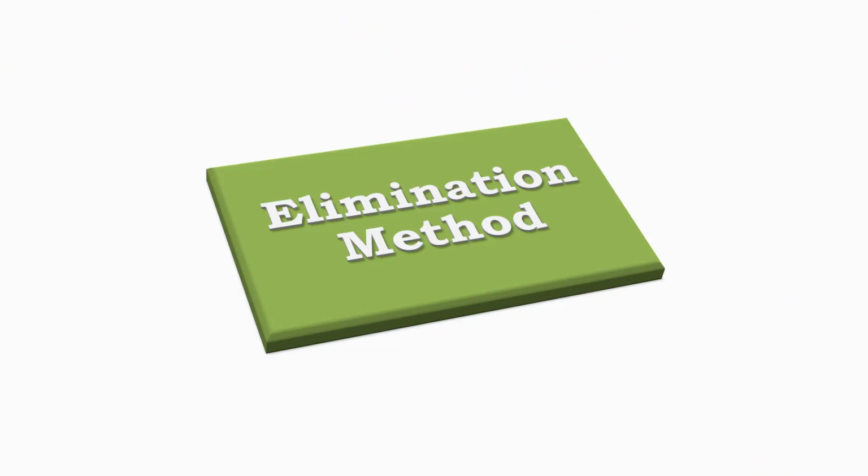Now, let us understand the elimination method. In this method, we eliminate one of the variables by making the coefficients of that variable equal in both equations. Then, by adding or subtracting the equations, we can remove one variable and find the value of the other. After that, we substitute the value back into one of the original equations to find the second variable. This method is very useful and helps us solve linear equations quickly and systematically.